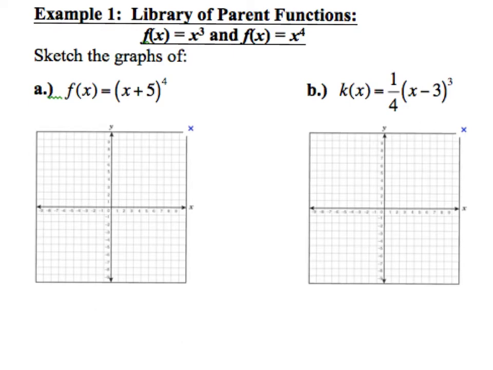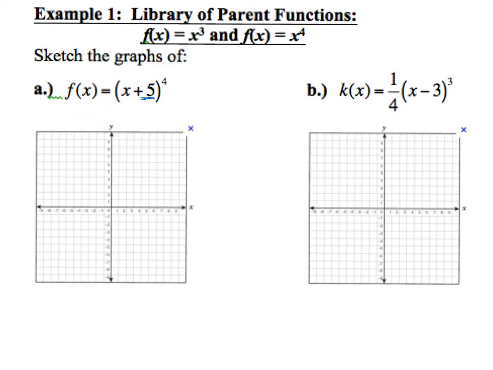If you look in the back flap of your book, you'll notice that its parent graph looks very similar to the quadratic. It's just a little bit flatter at the origin. So when you graph this, if we remember our transformations, this 5 there means that we're going to have a shift to the left of 5.